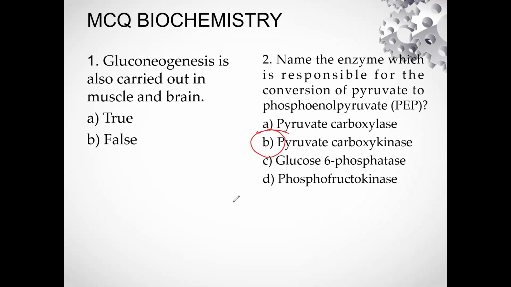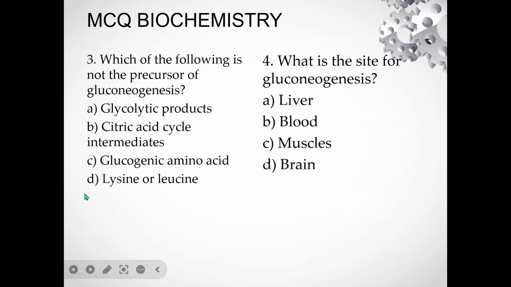So now let's look at the next question. The next question says, which of the following is not a precursor of gluconeogenesis? A, glycolytic product. Of course, the product of glycolysis is one of the substrates of gluconeogenesis.